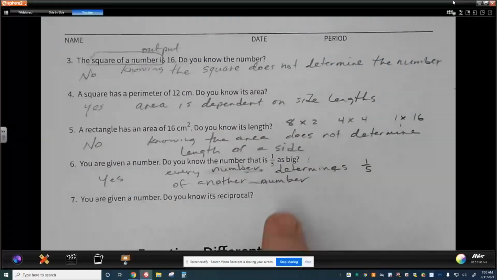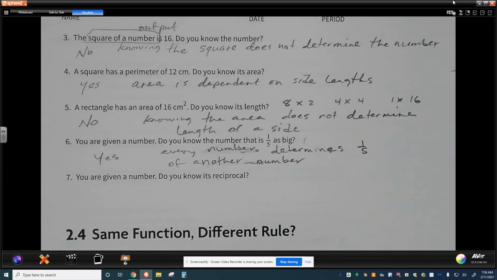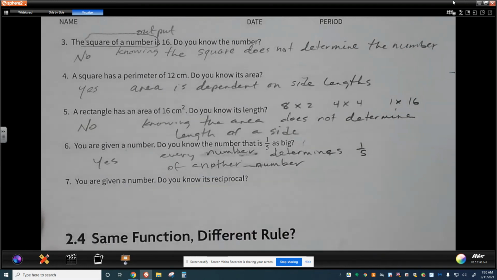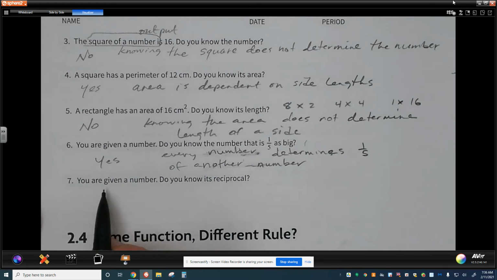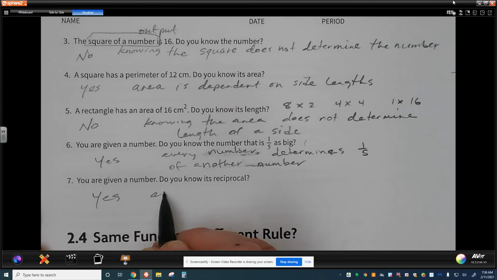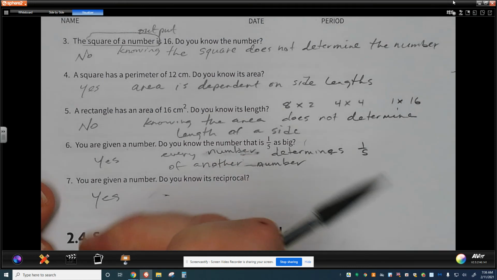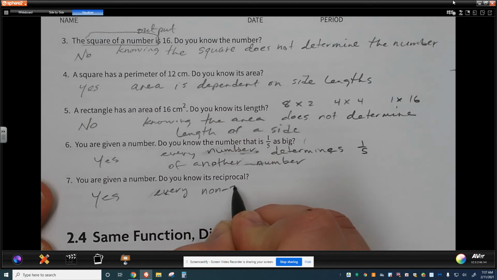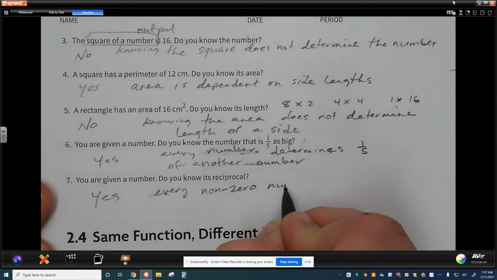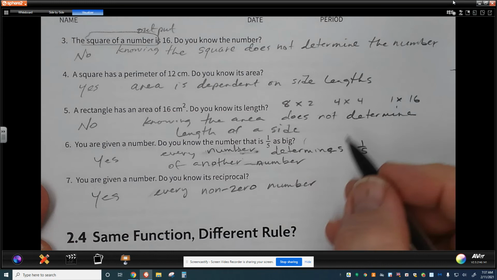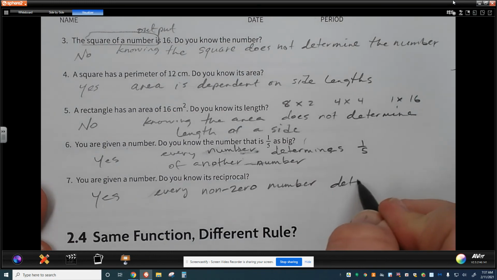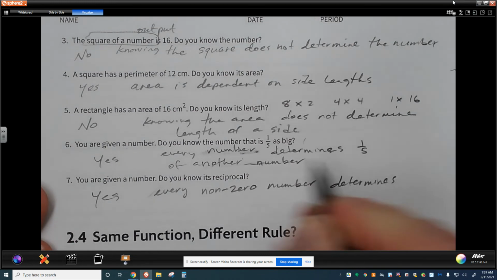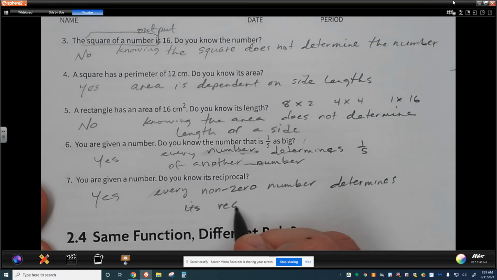So when we're talking about that product that's 1/5 as big, that one's going to be the number that's dependent on the other number that we're given. So if we're given a number, do you know its reciprocal? Yes, as long as it's non-zero, right? I think we could say every non-zero number determines its reciprocal.